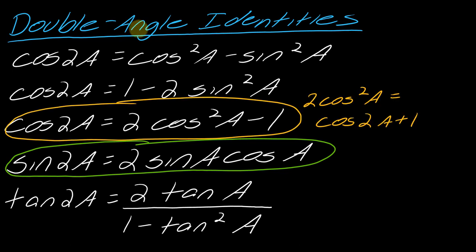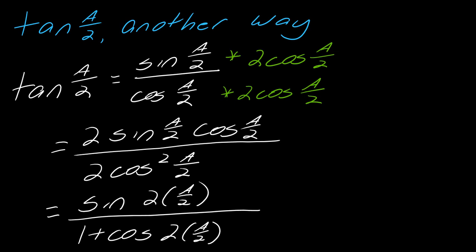And then the other identity that I'm going to use is this: cosine 2a equals 2 cosine squared a minus 1. I'm just going to solve for the 2 cosine squared a, though. I just rearrange this to be cosine 2a plus 1. And so then I can make those substitutions as you see here.